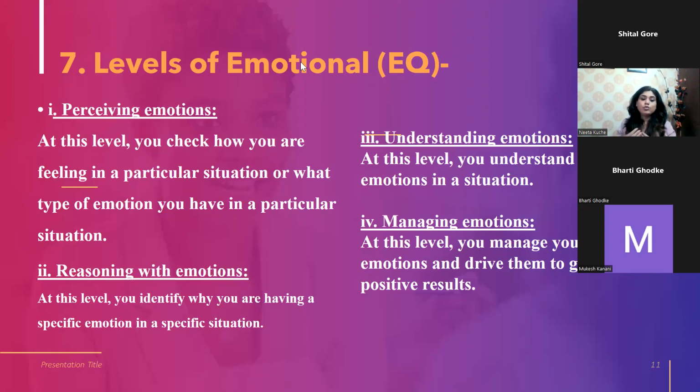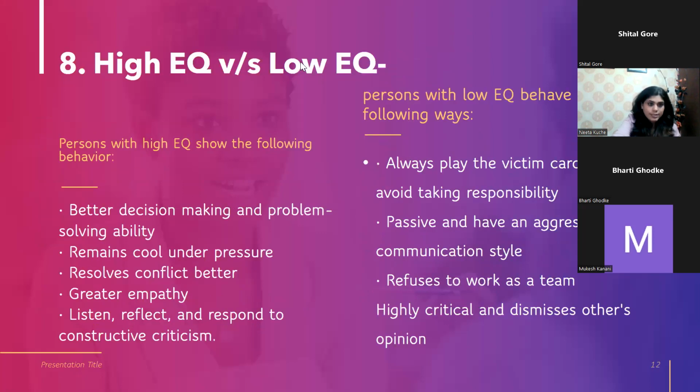And lastly it comes to managing emotion. So at this level you manage your emotion and drive them to get a positive result. So, पहले तो उसको reason करना पड़ेगा, फिर उसको समझना पड़ेगा, फिर understand होने के बाद आपको उसको manage करना पड़ेगा. तो वो चार step में होता है.